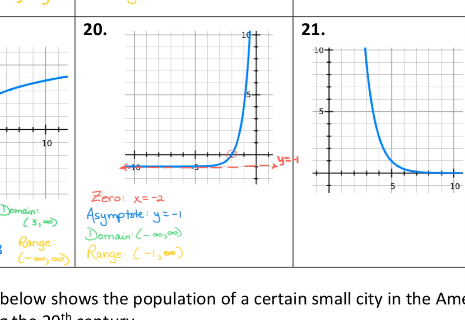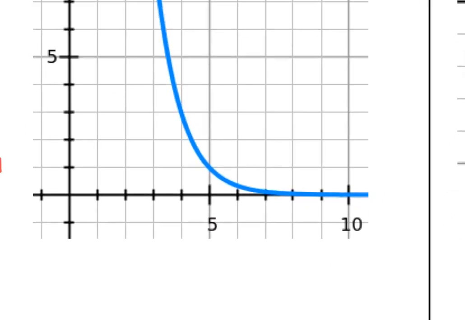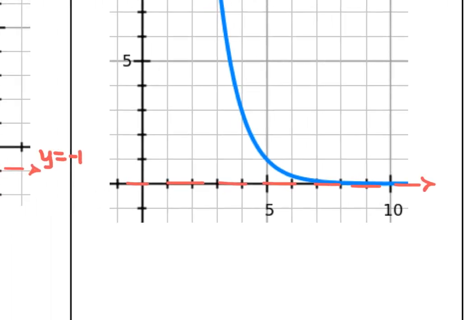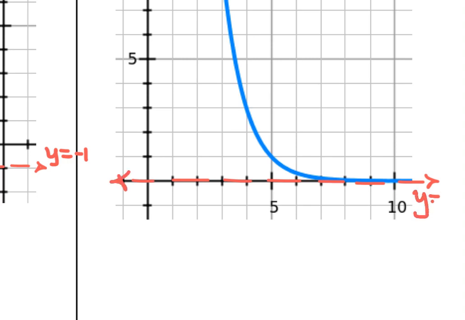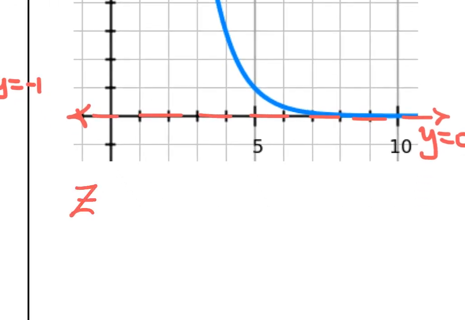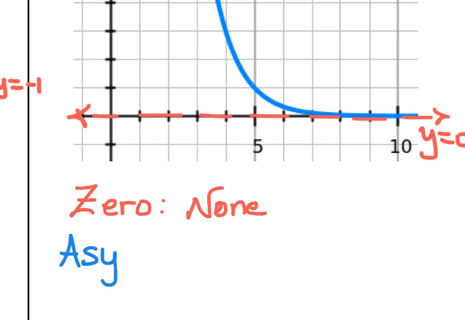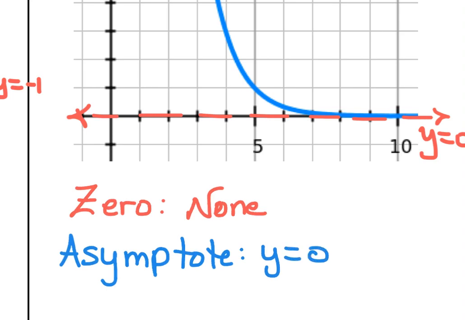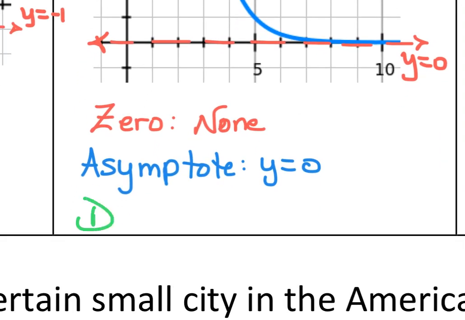In this next one, I also see a horizontal asymptote here right on the axis. So I'm seeing a horizontal asymptote here at y equals 0. And because there's a horizontal asymptote, it's an exponential function. And because that horizontal asymptote is 0 with an exponential function, there's no x-intercept, so there's no zeros, none. And your asymptote, we just said, is y equals 0. It's exponential, therefore your domain is all real numbers.